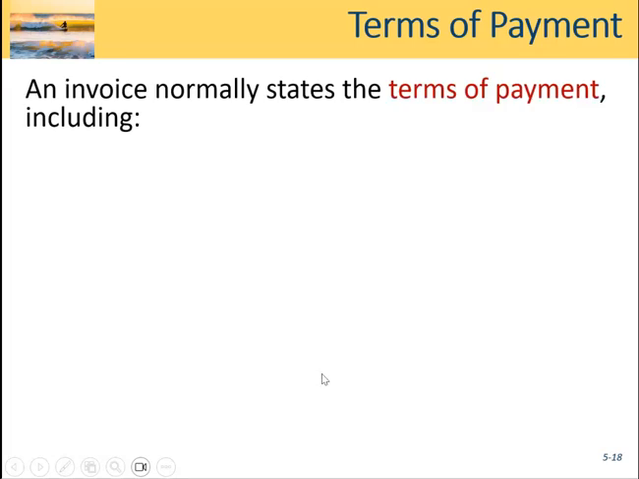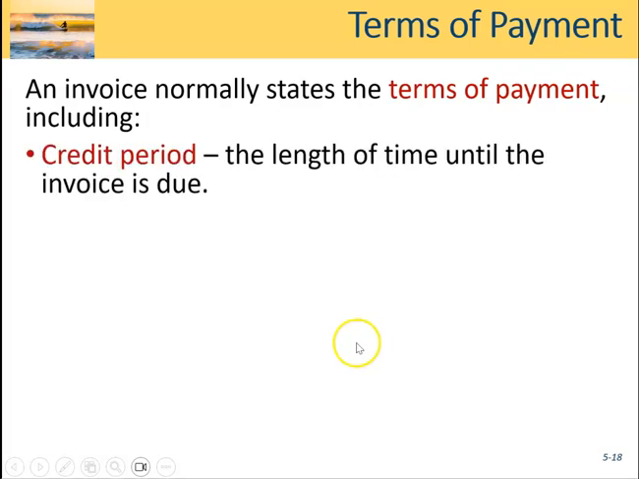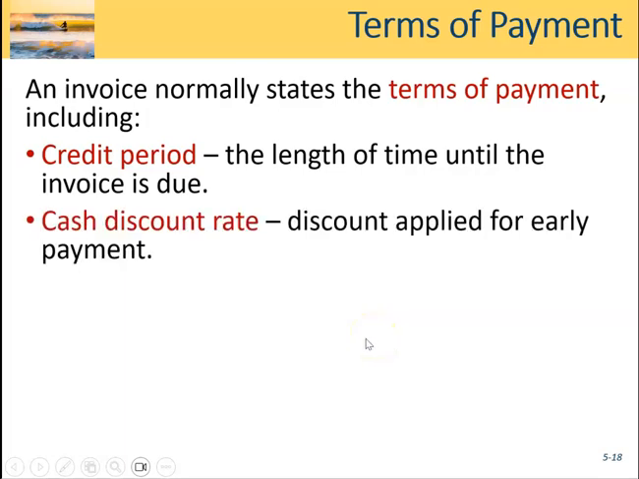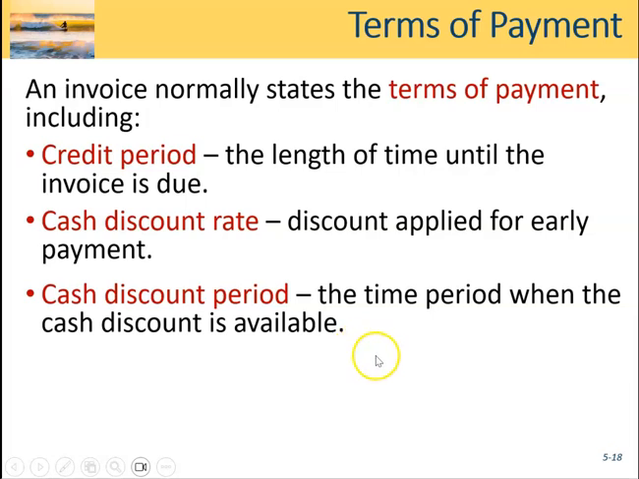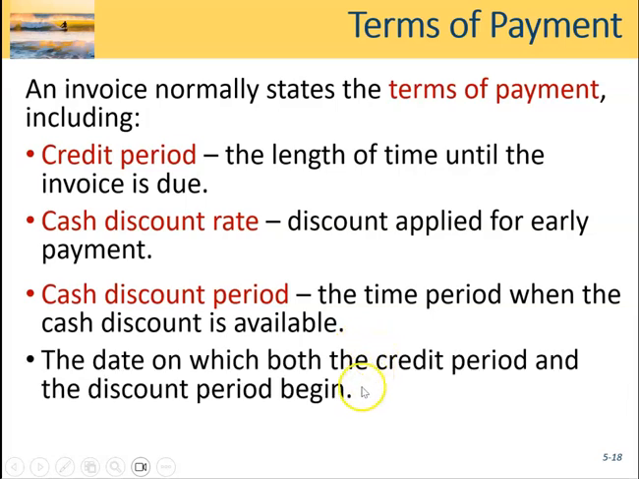Okay, so the invoice normally states the terms of payment, and I mentioned that a couple of seconds ago. So the credit period, the length of time until the invoice is due. On that invoice, it was net 30. The cash discount rate, the discount applied for early payment. You saw that not only is it that you pay early, but it actually tells you how many days you have to pay to get the discount. So in that case, it was 2/10. The discount period, the 10 days, and the date on which both the credit period and the discount period begin is the date of the invoice.